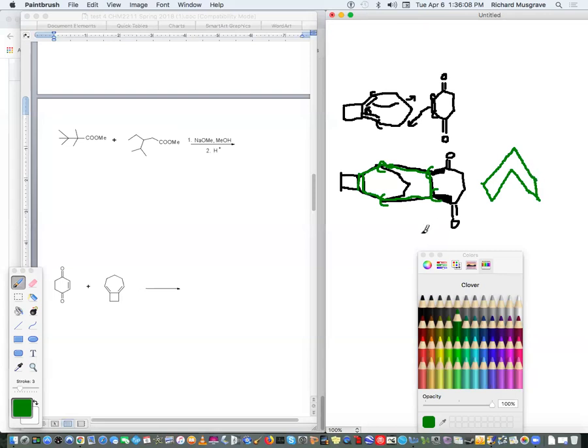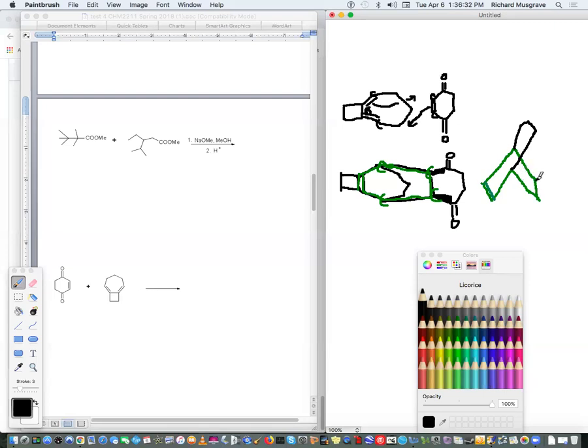Now let's do the bridge first. Do that in black. Now the bridge, actually let's put double. Let's go back and do that. Okay, let's look at the bridge. The bridge looks like this. That's the bridge.